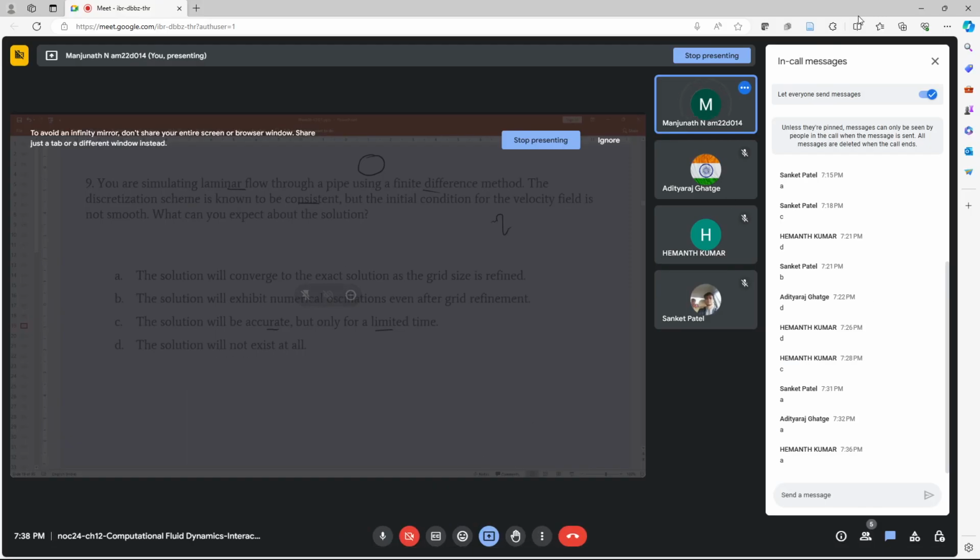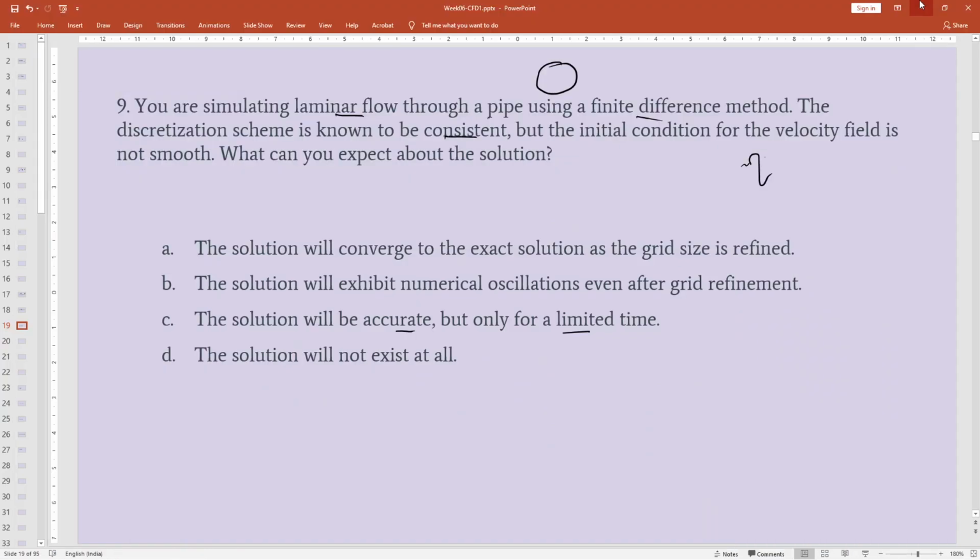No, it's not option A. The answer is option B, that is, the solution will exhibit numerical oscillations. I thought that you might answer with this, seeing this word consistent, but this is actually about the conditionedness.